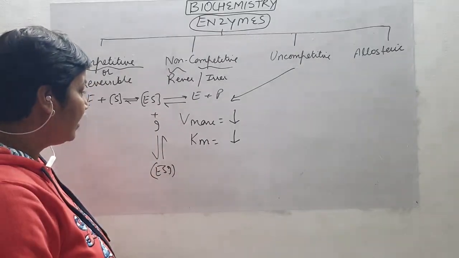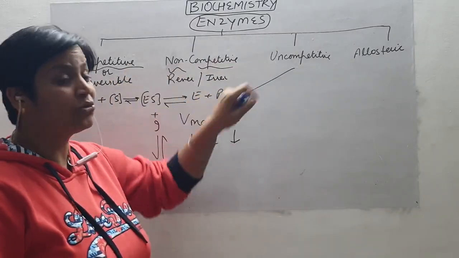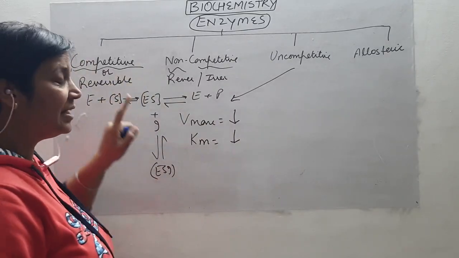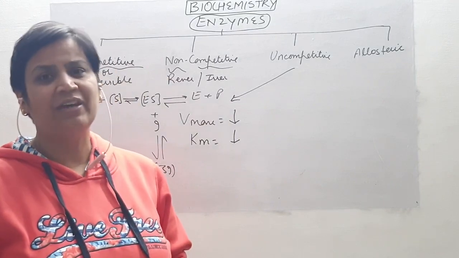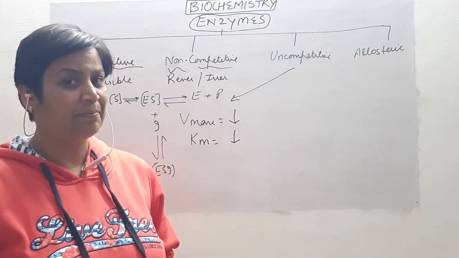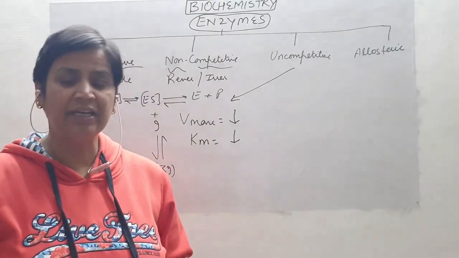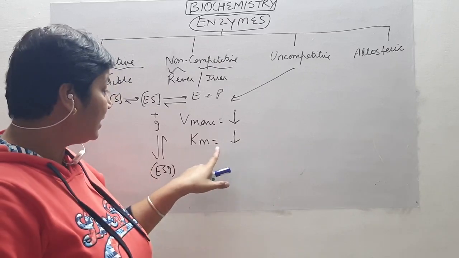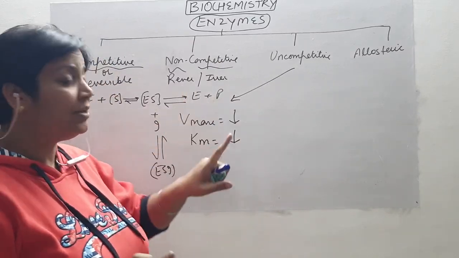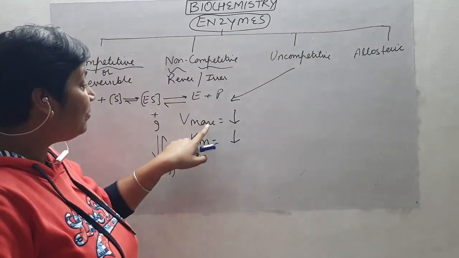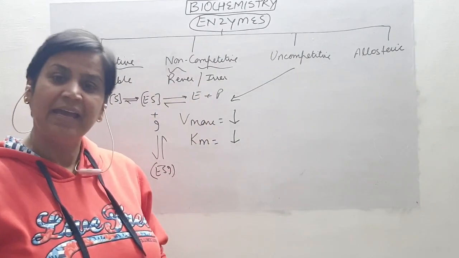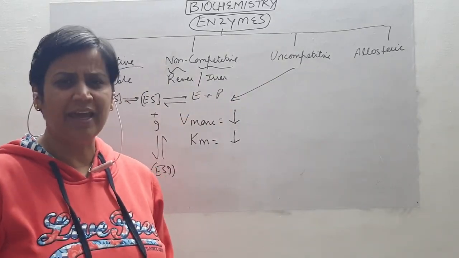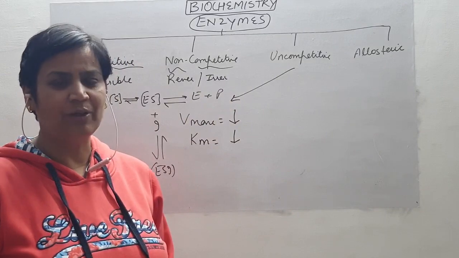So you can see there is a difference between these three types of inhibition. In competitive inhibition, reversible inhibition, we can say Km increases whereas Vmax remains the same. In non-competitive inhibition, it can be reversible, it can be irreversible; Vmax will decrease and Km will be unchanged. But in uncompetitive inhibition, which is actually very rare, both Km and Vmax will be lowered.